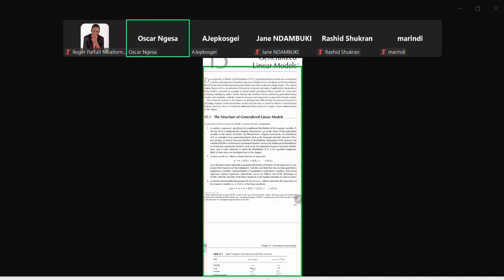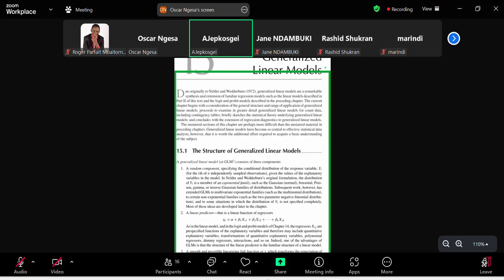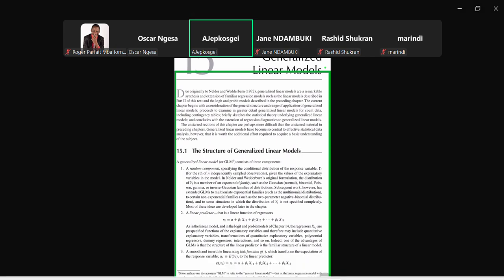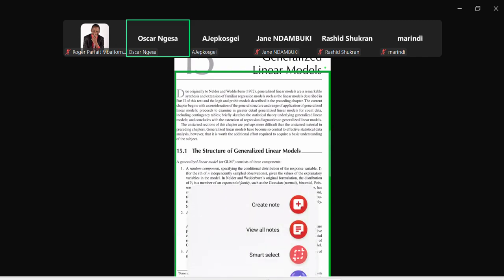Okay. Proceed to the third component. The third component is a smooth and invertible linearizing link function, which transforms the expectation of the response variable to the linear predictor. Guys, this is important. So let me put the screenshot again.